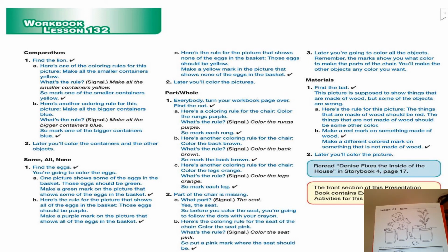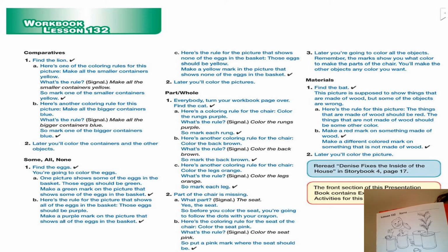Before we begin, make sure that you have workbook lesson 132. You'll need your pencil to make your pencil marks for the rules and your coloring chart so you know which colors go with the symbols. Let's get started. Everyone, find the lion. Here's the coloring rules for the picture. Make all the small containers yellow.